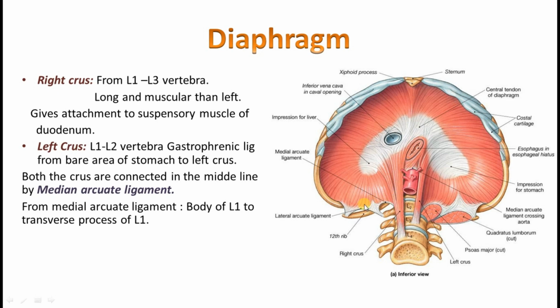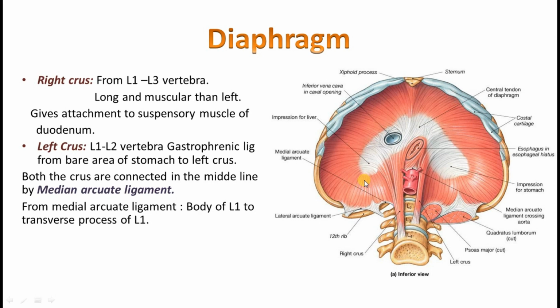The medial arcuate ligament extends from the body of L1 to the transverse process, from which the fibers of the diaphragm arise. Then from the transverse process of L1 to the 12th rib is the lateral arcuate ligament. From that also the fibers of the diaphragm arise. So they are all posterior fibers.